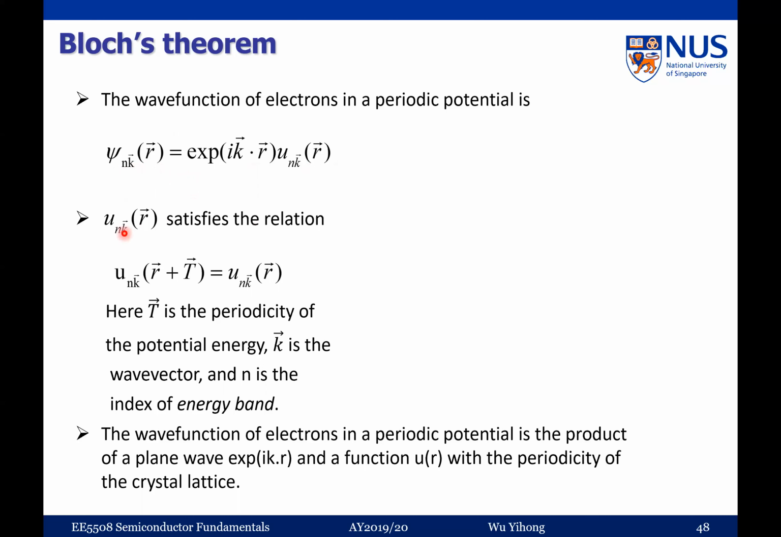Now, this U is not just some function you put here. This U actually satisfies this relation. This means that U has the same periodicity as your lattice. If your lattice, in a certain direction, has a fundamental translation vector T, then when you shift R by T, this U is still the same for the same N and K, right? So this means it has the same periodicity as the lattice.